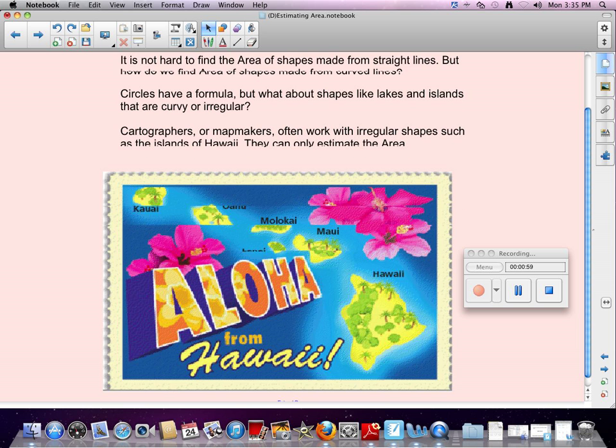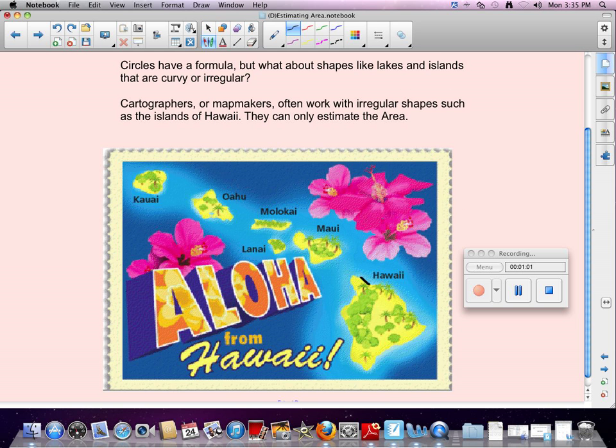So when we did perimeter, we looked at the beaches that went around, for instance, the big island of Hawaii, compared to the beaches around Maui. With area today, we are going to be looking at the surface that it actually covers inside each of the islands and the strange shapes that they have.